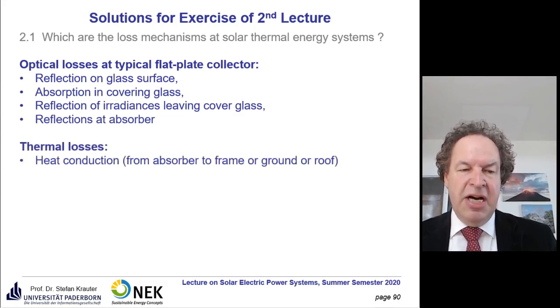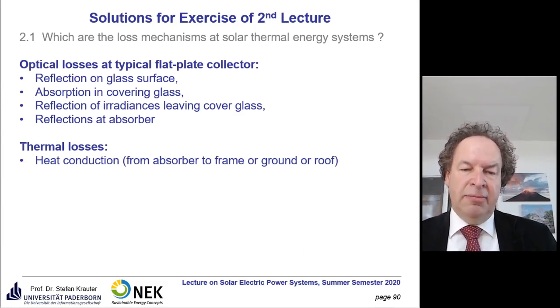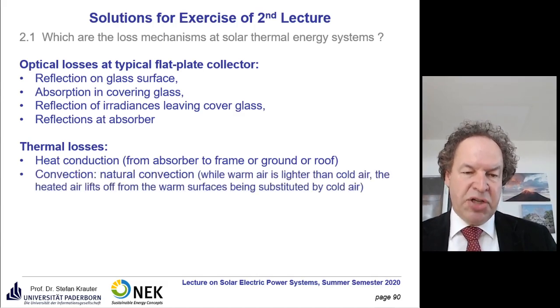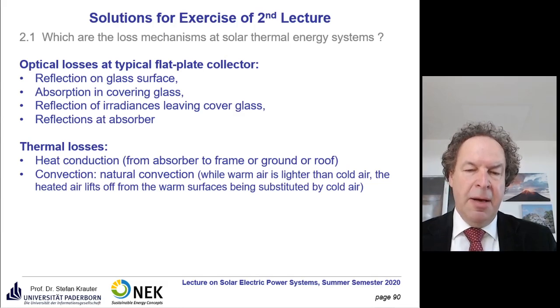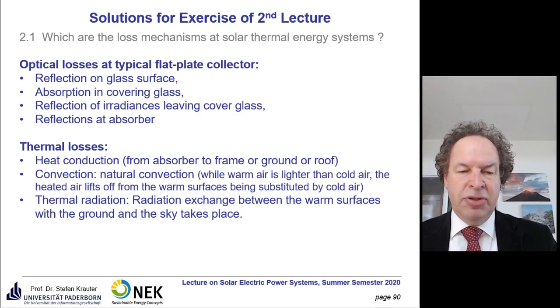Then we have the thermal losses. This is the heat conduction from absorber to the frame or the ground or the roof. Then we have convection, the natural convection. The warm air is lighter than the cold air, and it's lifted off from warm surfaces and is substituted by flowing cold air. And the thermal radiation, so there is a radiation exchange between the warm surfaces and the ground, especially the sky.